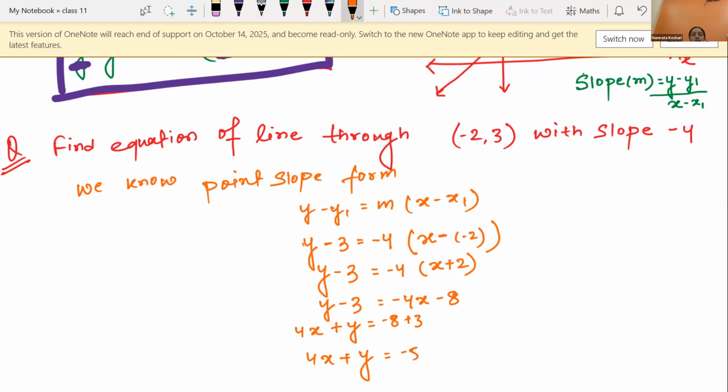Either you write like this or you write like this: 4x plus y plus 5 is equal to 0. Both are fine. Okay, we got the equation of a line passing through the given point, having this slope. Is it clear? Yes, ma'am. Please do it quickly.